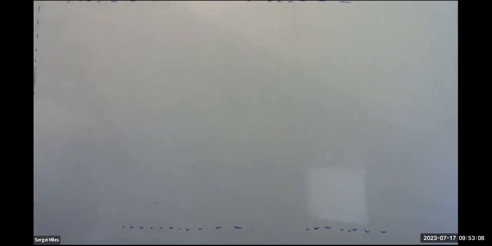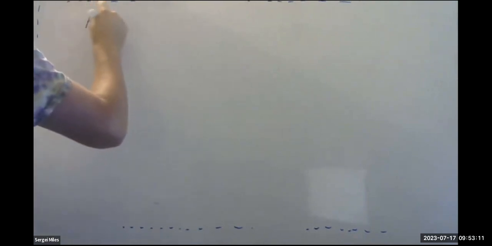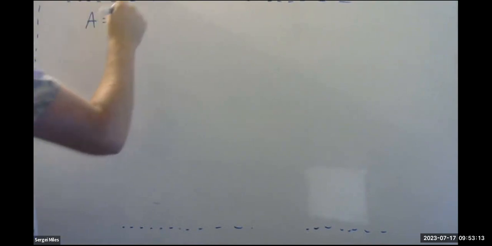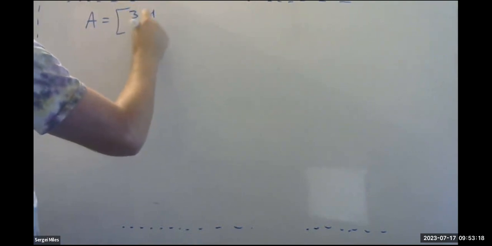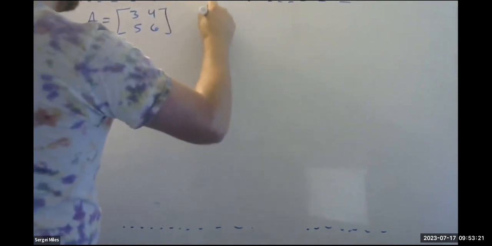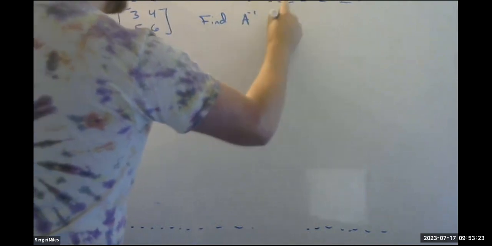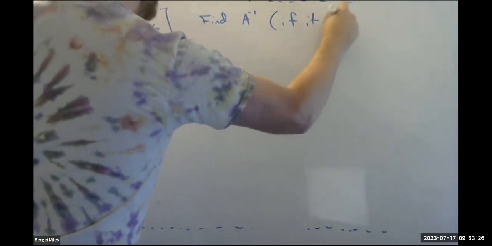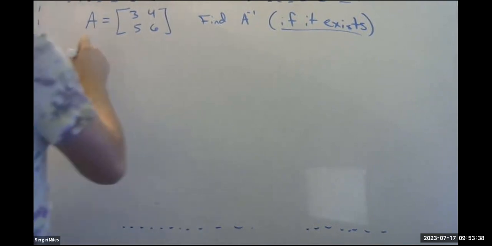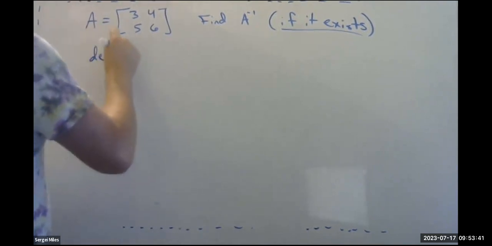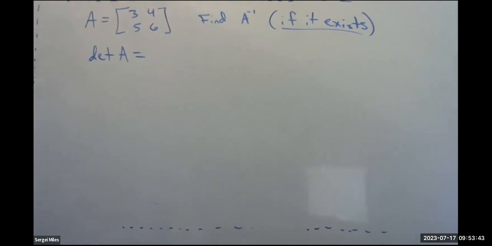All right, so let's say A equals 3, 4, 5, 6. Find A inverse if it exists. Remember, for matrices, the inverse does not always exist. How do we know? We have to look at the determinant of the matrix. We want to double check, is the determinant 0 or not? We want it to be not 0.